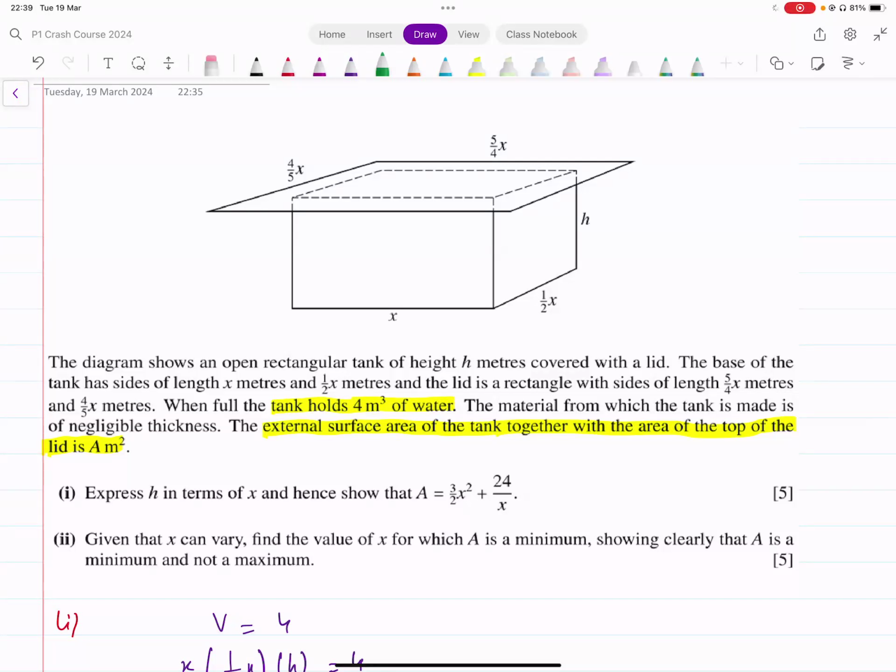It's an open rectangular tank, so there is no surface on top. There's no face on top. Even if there was, we would not count that as external surface area because there's a lid on top. So the lid is the external thing that we will count instead. So we have 5 faces of the rectangular tank, first of all.